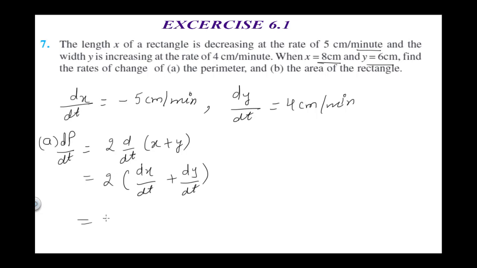Putting the values, dx/dt is minus 5, dy/dt is 4. We get the answer as minus 2 centimeter per minute. So that means the rate of change of perimeter we have got, it is decreasing at the rate of 2 centimeter per minute. Now let us solve for area.